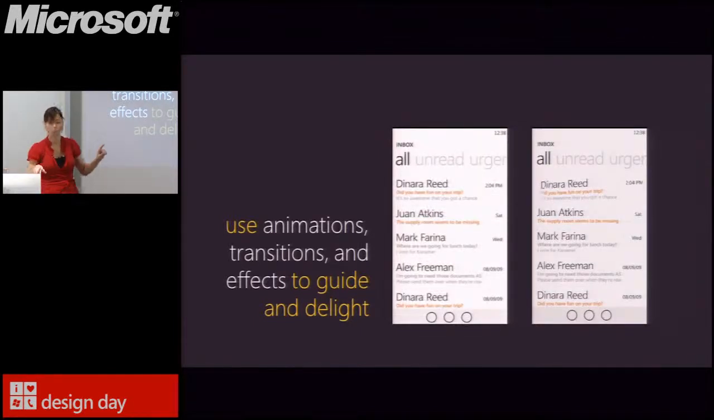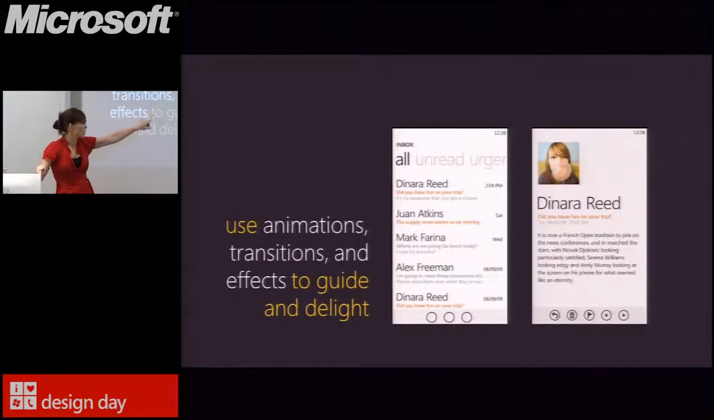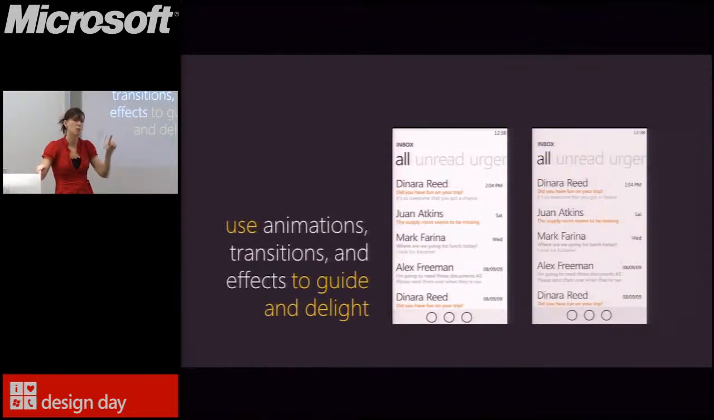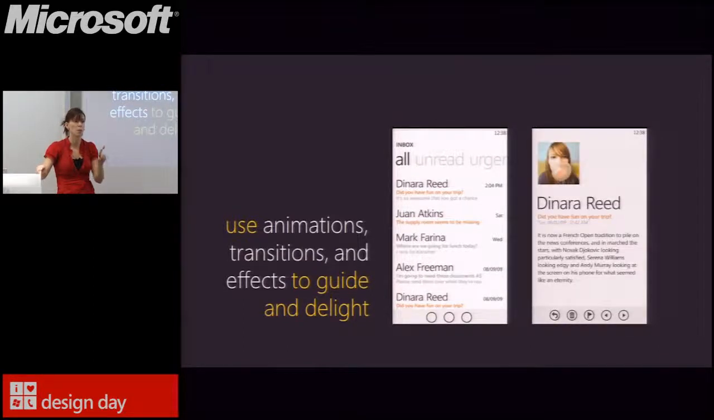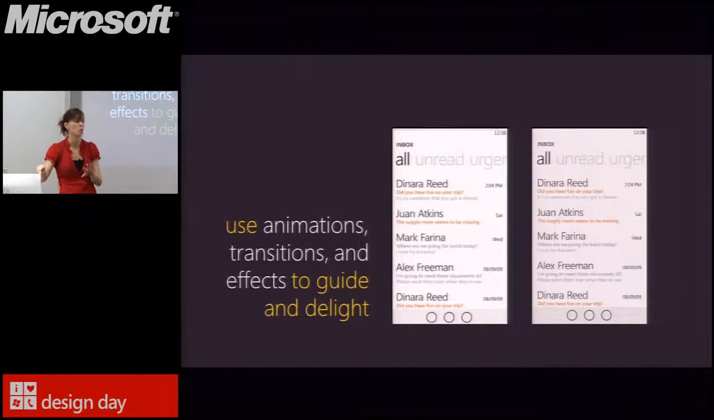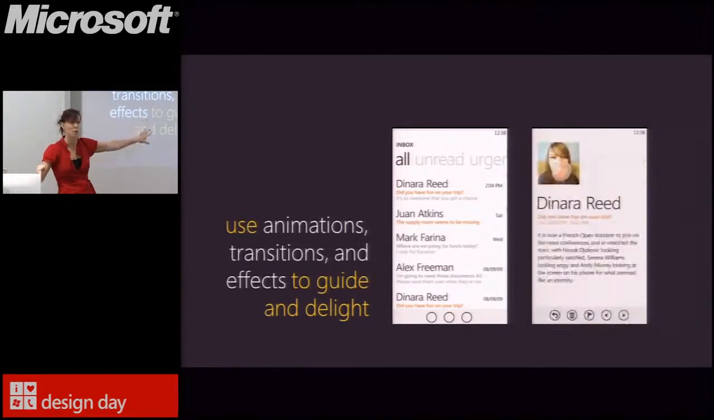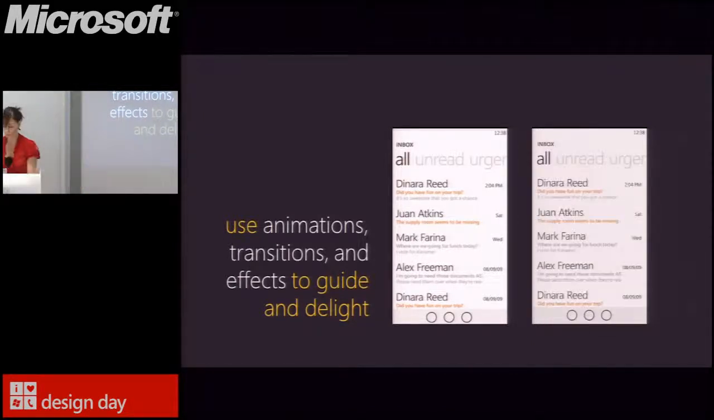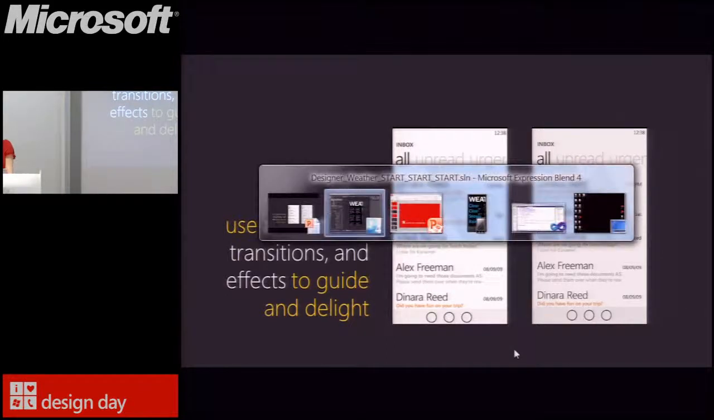The next thing that we're going to add is the tilt effect, which we're going to use to alert users to the fact that when they press on something that tilts, it's going to navigate them to a new page where they see that nice page transition. I'm going to do this in Blend.